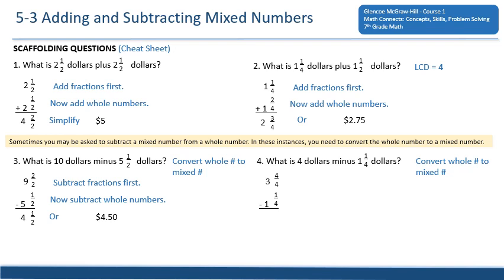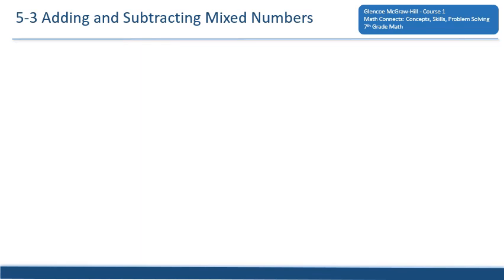So 3 4/4 is the same as 3 plus 4 fourths, which is the same as 3 plus 1, which is the same as 4. So we haven't changed the value. We've just restated how we're going to say 4. So now that we have two mixed numbers with like denominators, we can subtract the fractions. So we'll subtract the numerators. 4 minus 1 is 3. We'll keep 4 in the denominator, and then we'll subtract the whole numbers, and we get 2 3/4. Or we can write that as 2.75 or $2.75.